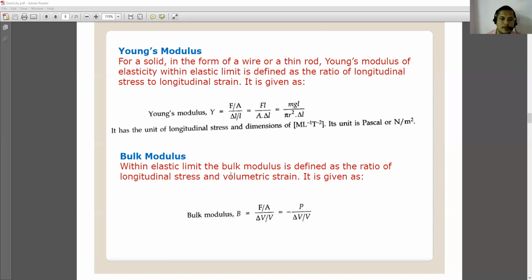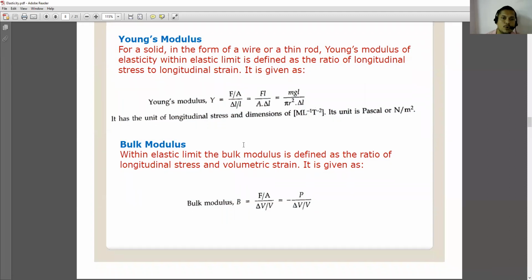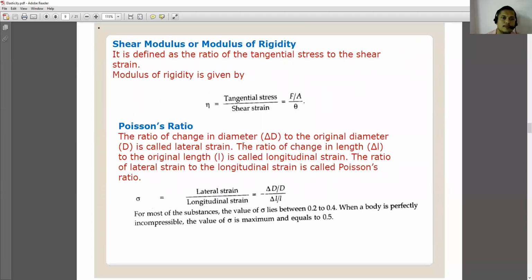Within elastic limit, the bulk modulus is defined as the ratio of longitudinal stress to the volumetric strain. It is given as bulk modulus equal to F upon capital A divided by delta V upon capital V, which is given as P divided by delta V divided by V. So here two terms we have discussed, the first is Young's modulus, second is bulk modulus, depending upon the ratio of the respective quantities.